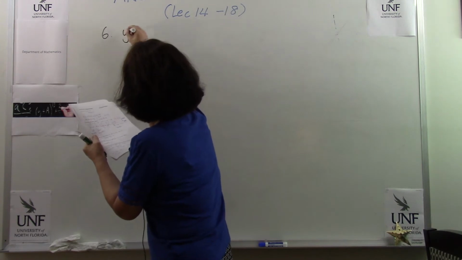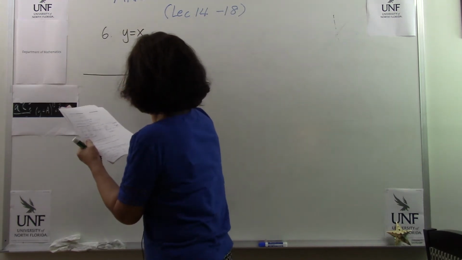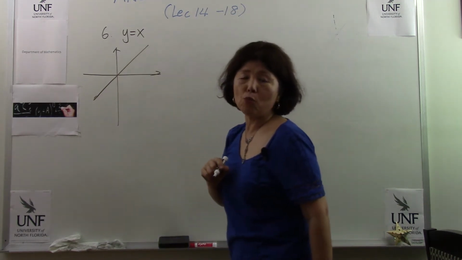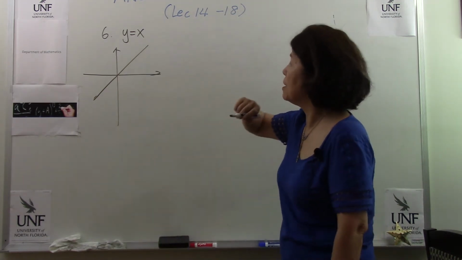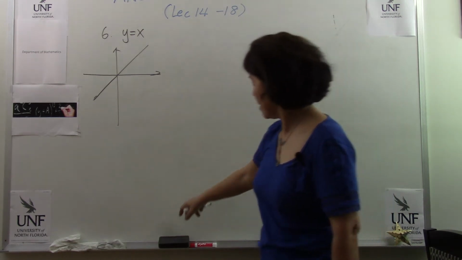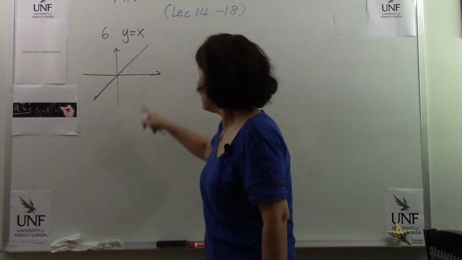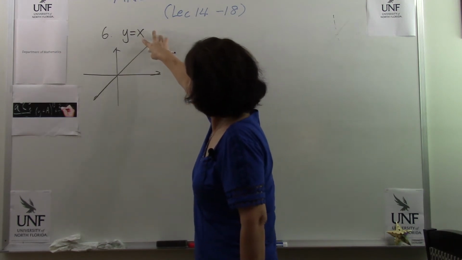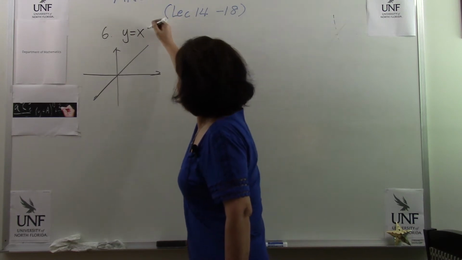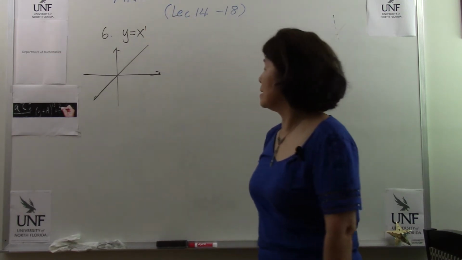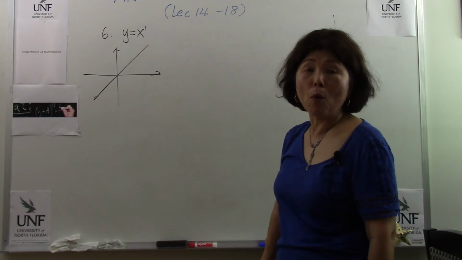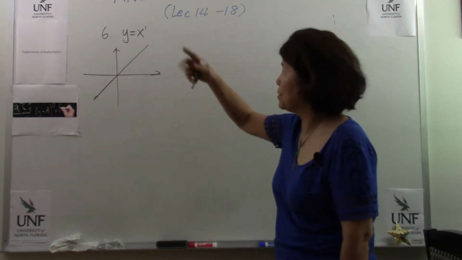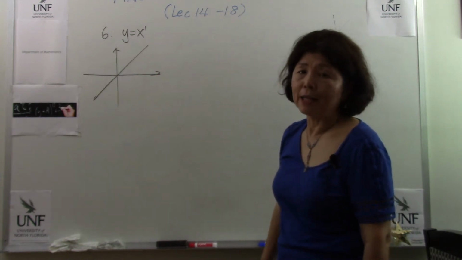Y equals x. Everybody knows that. This one is a straight line, slope 1, and it passes through the origin. What do you see? Well, I'm going to talk about that. What kind of function is this? Looks like an odd function because the power of x is just one term. It has power 1, and 1 is an odd number. That makes it qualified to be an odd function.